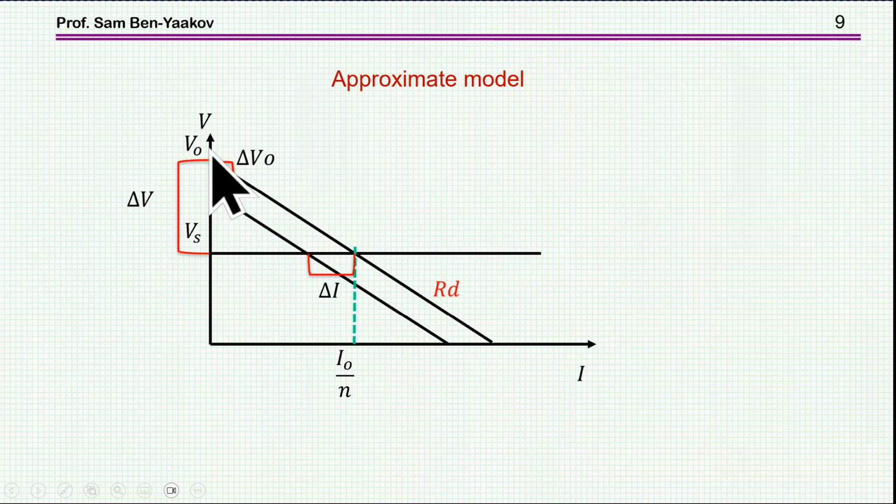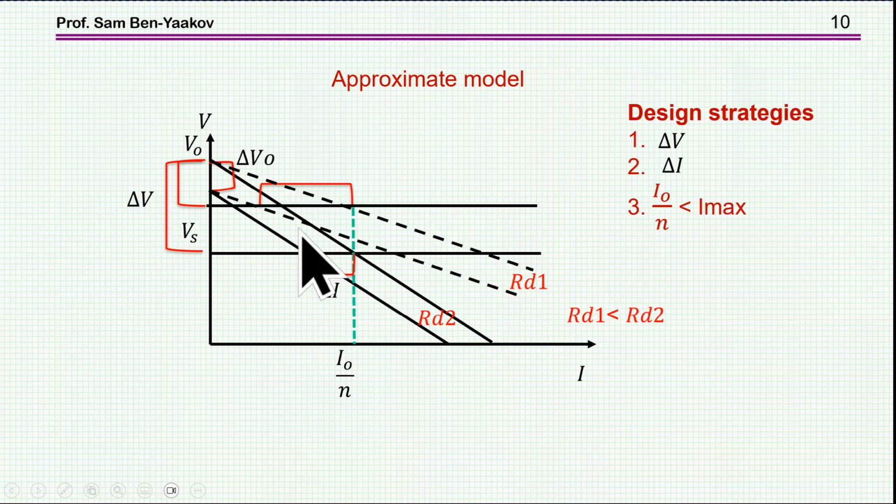Now if the droop resistance is larger, then we have a larger drop, but the deviation of the current is smaller. So there is a relationship between the resistance here and this delta I, so we can actually adjust the delta I by selecting the proper droop resistor. So we can see that the larger the droop resistance, the smaller will be delta I, but the drop in the voltage will be larger.